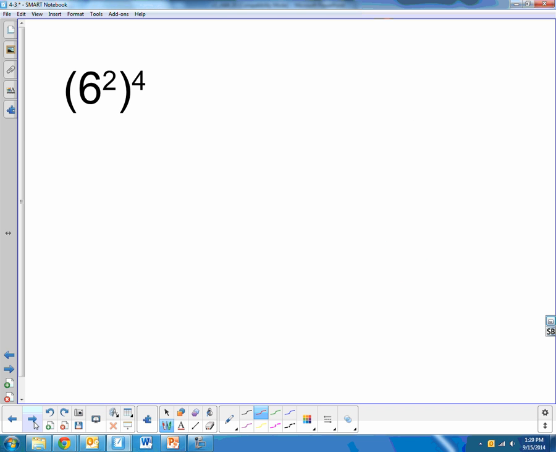Almost done. This is our third. So there's going to be 3.5 different properties. This is our third property of exponents: when you have an exponent inside parentheses with another exponent. This is a little bit different.